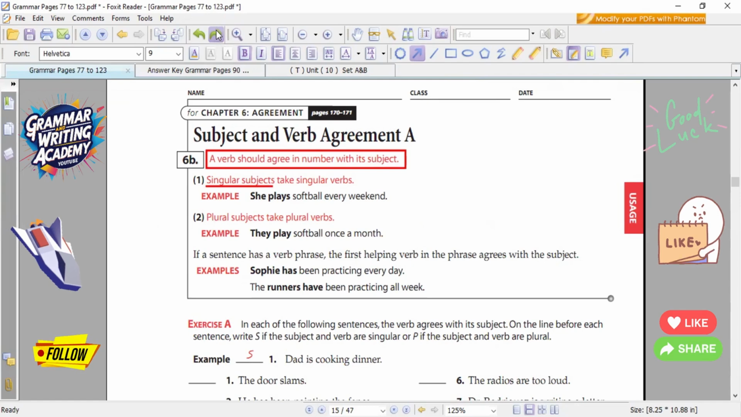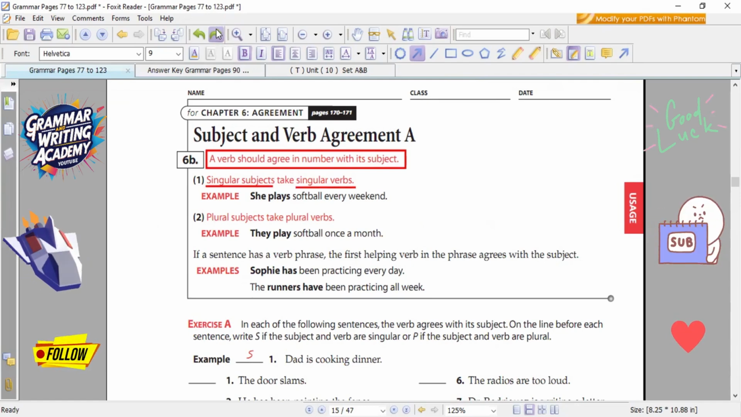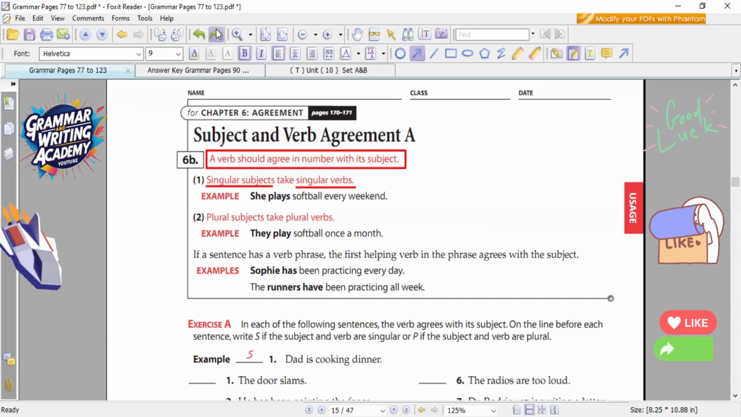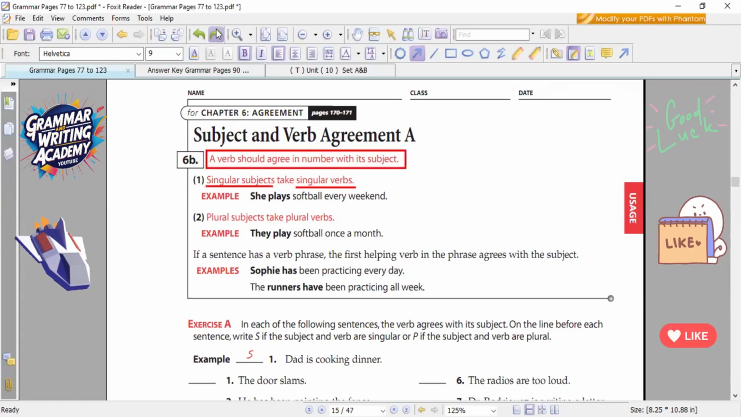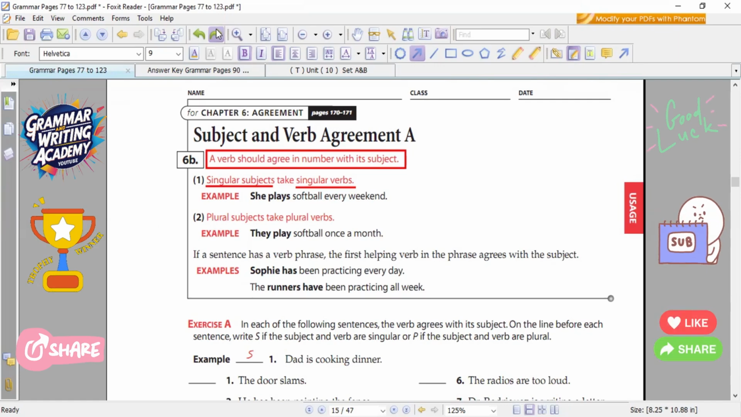Singular subjects take singular verbs. Good. Wait for me, Yahya, please. So here, as we mentioned before, the purpose of this list is called subject and verb agreement. They have to agree with each other. So a verb should agree in number with its subject. What does it mean? It means that if you have a singular subject, you have to get a singular verb. Yahya, read the example for this one, please.